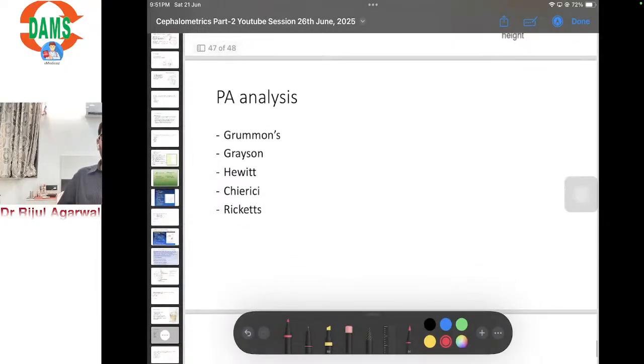So likewise we have discussed lateral analysis. There are certain posteroanterior or PA analyses. Just remember the names: Grummons analysis, Grayson, Hewitt, Cheryskyy, Ricketts. Ricketts gave both PA as well as lateral analysis. Just remember the names of these scientists. They all gave PA analysis.